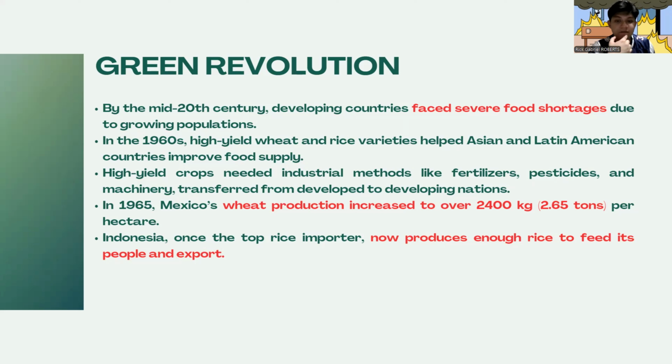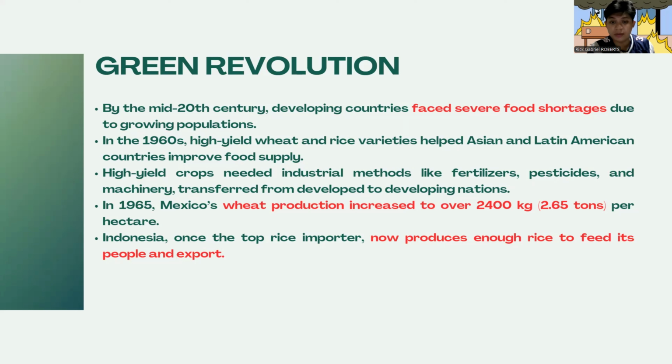Now, these modern farming techniques were introduced by highly developed countries like the USA to developing countries that belong to Asia and Latin America, like Mexico. Example, Mexico in 1965, wheat production increased by more than 2,400 kilograms or 2.65 tons per hectare because of high yield wheat and modern farming techniques.